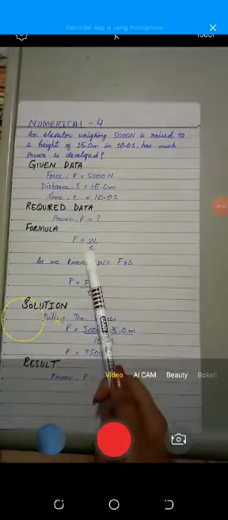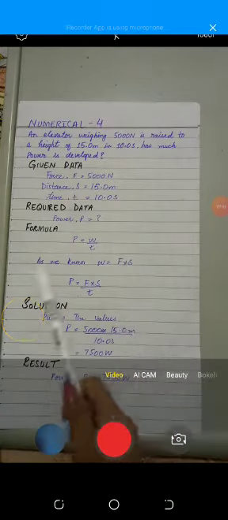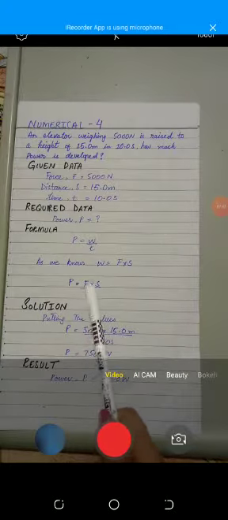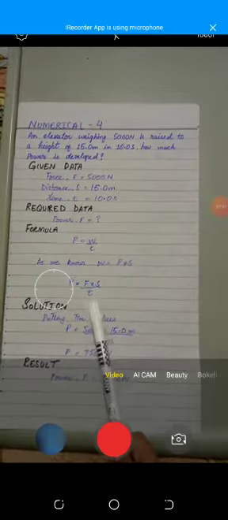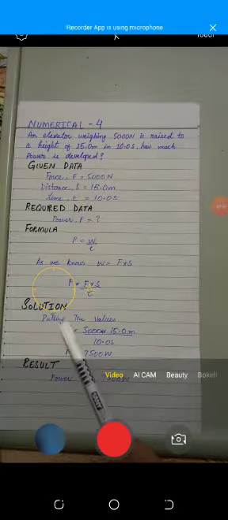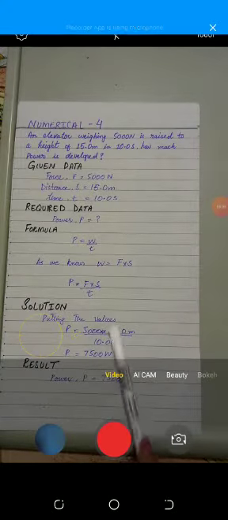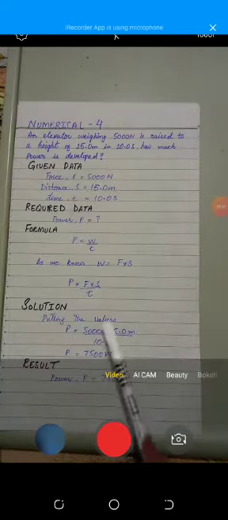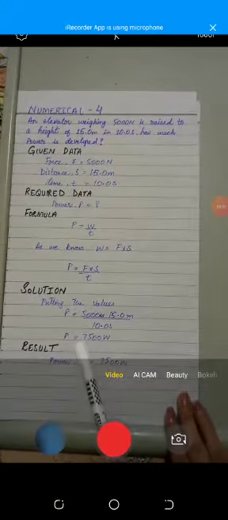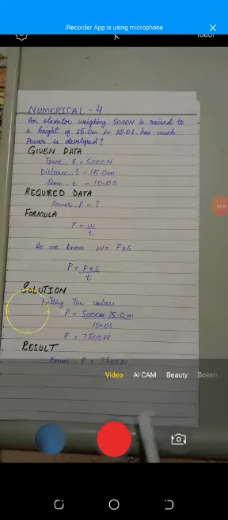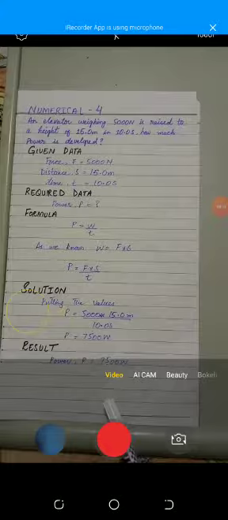Required: power. Formula: P equals W by T. As we know that W equals F into S, so putting the value, P equals F into S by T. Clear? Now the simple solution: instead of F we put 5000, S is 15 and time is 10. You multiply and divide, the answer comes 7500 watts. Power comes 7500 watts. I hope you will understand.